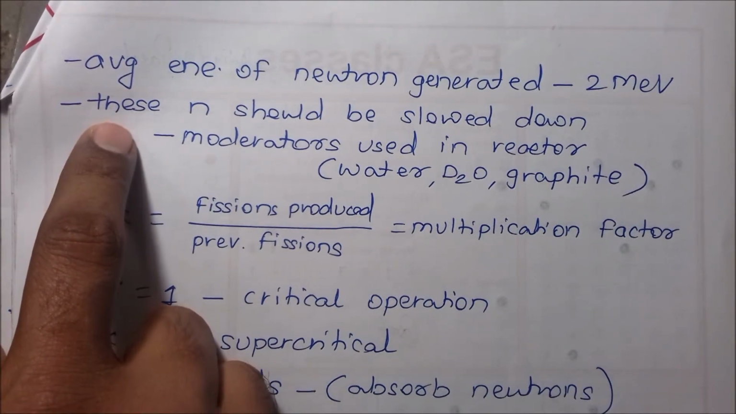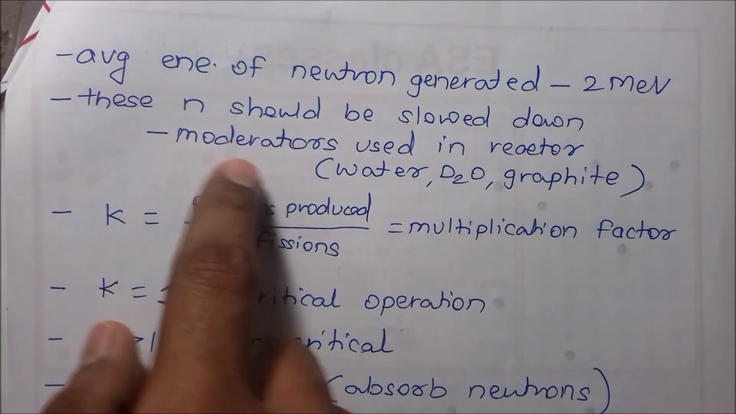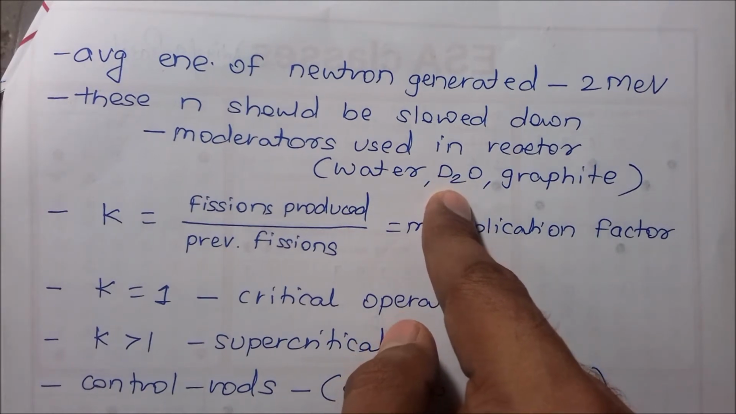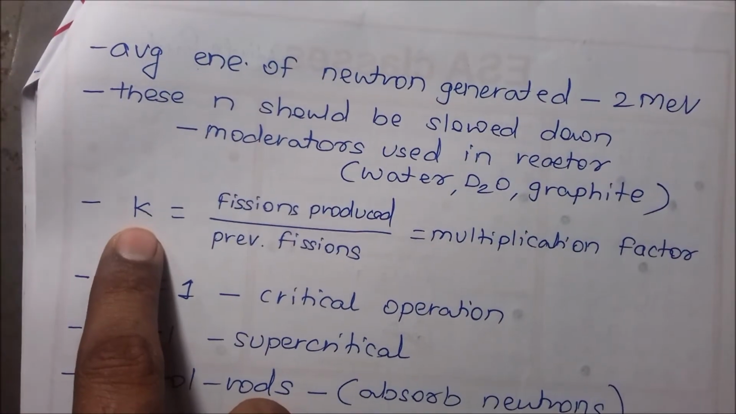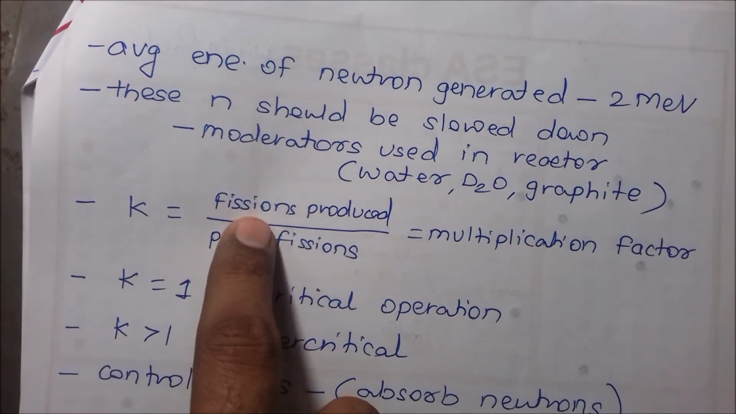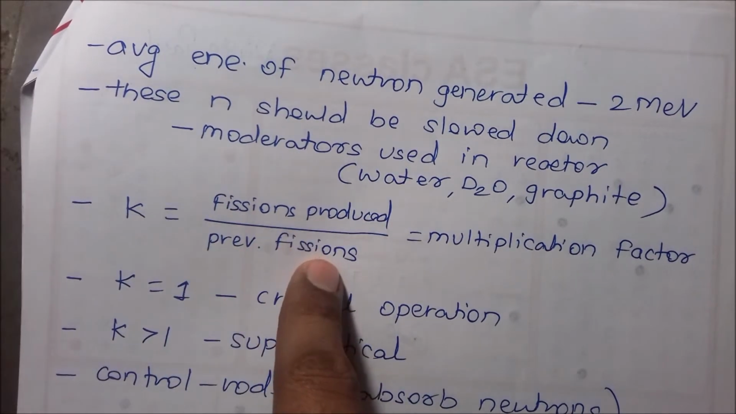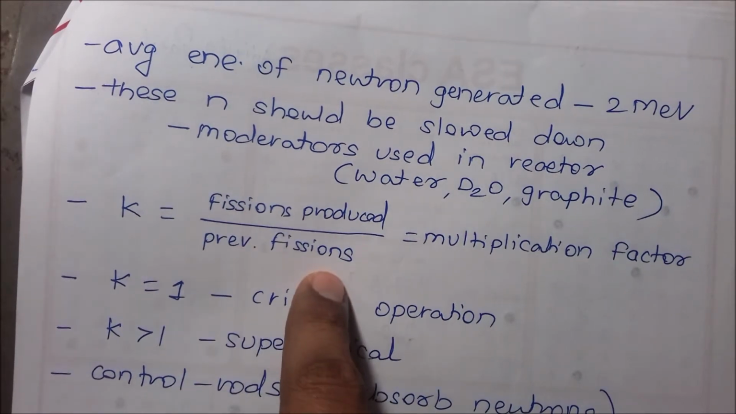So to decrease the speed of the neutron, moderators are used. Those are water, D2O, heavy water, or graphite. K is the multiplication factor. It is fissions produced upon previous fissions.